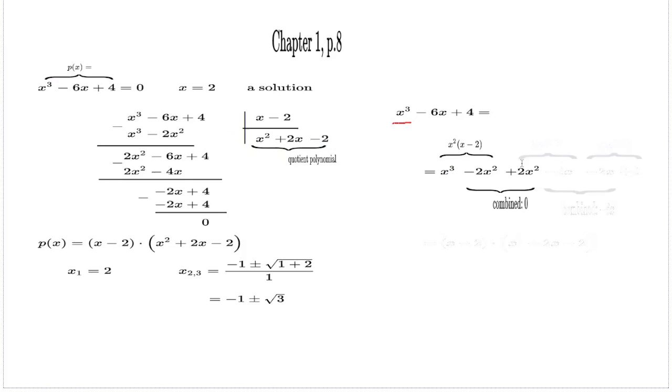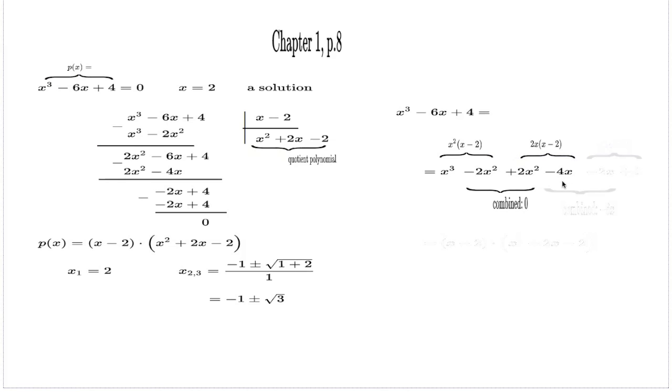Now I look at this plus 2x squared. So I'll again intentionally put next to it negative 4x. Why? Because these two together, again, produce the bracket I'm after: 2x times the bracket x take 2. Because these two have a common factor 2x, and that's how it factors.